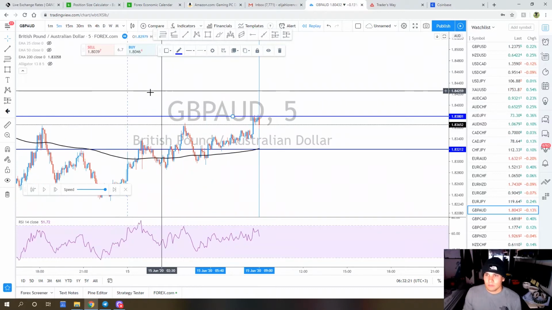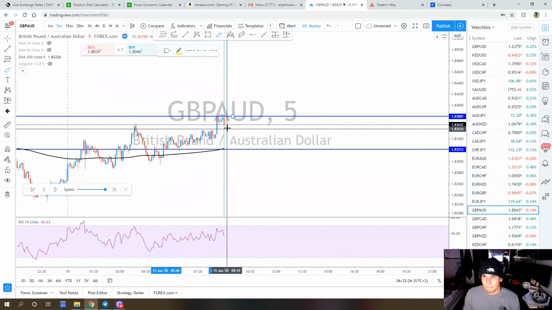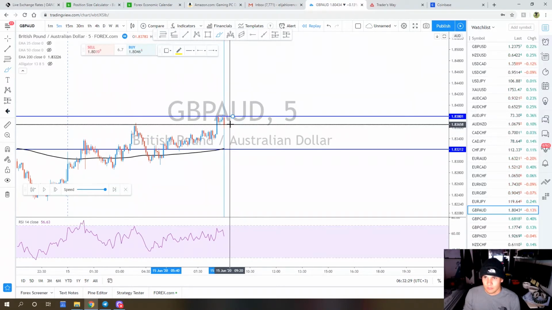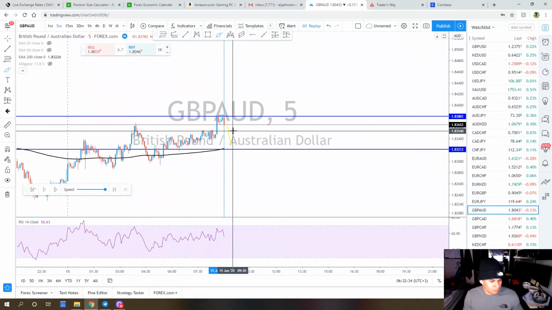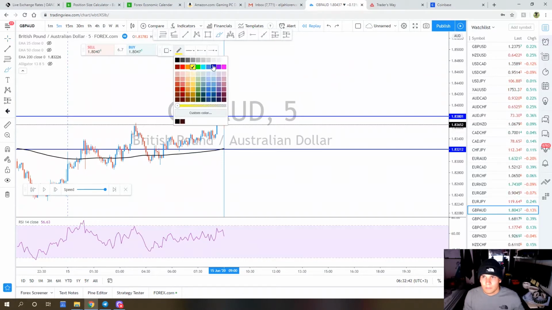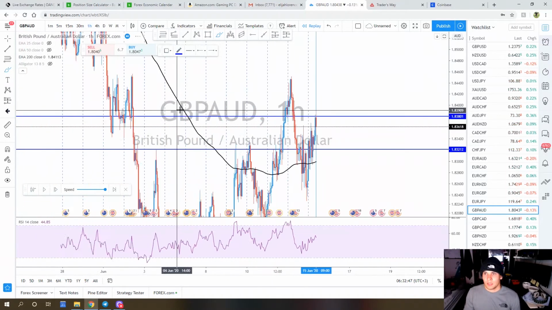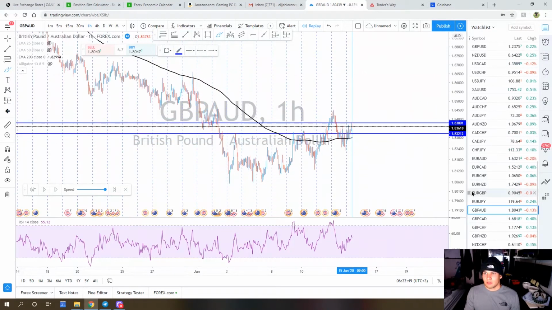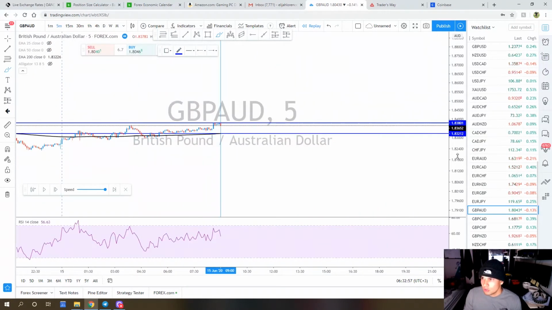So what you're probably going to see is either a fake out. I need to change that color. So what you're going to see, actually just check the 1 hour chart. We are in a pretty steep downtrend. We're kind of correcting right now. So two things could happen.